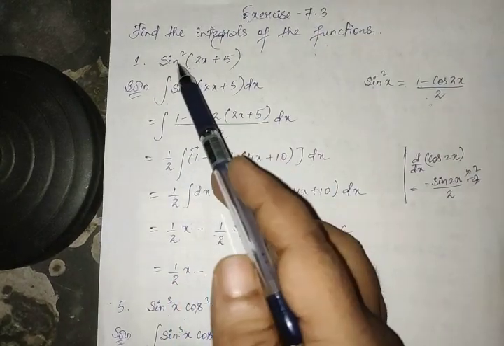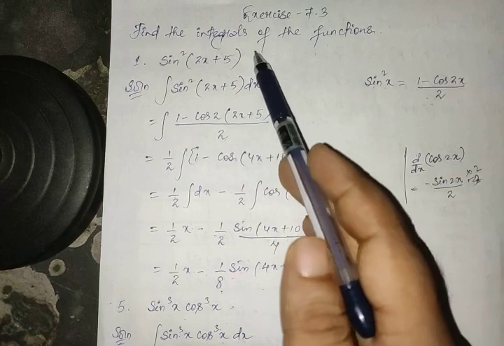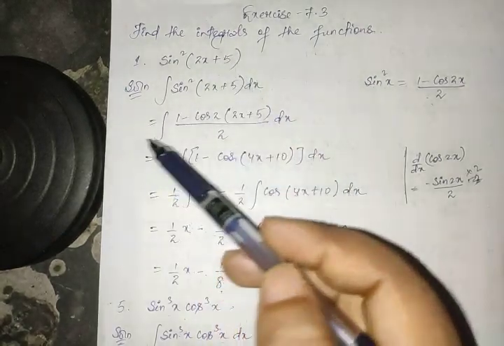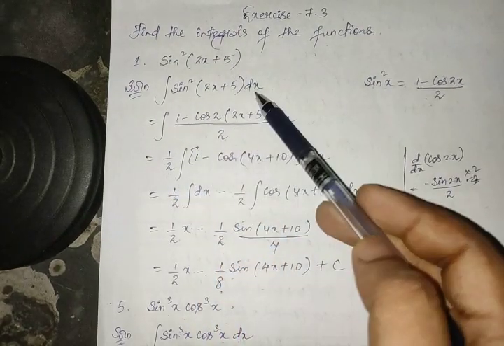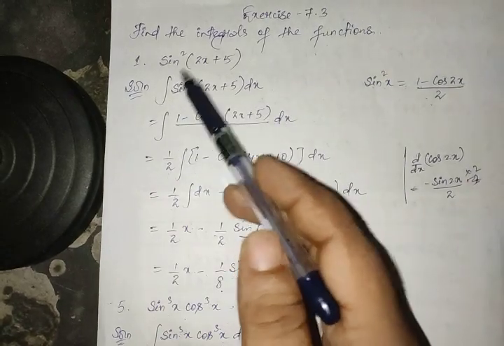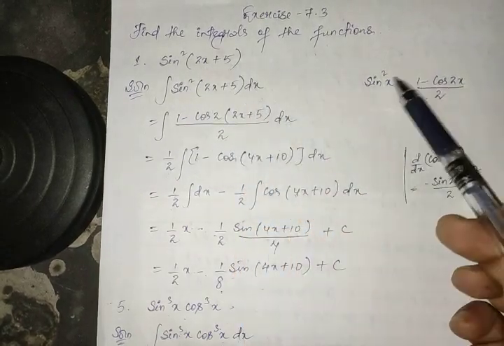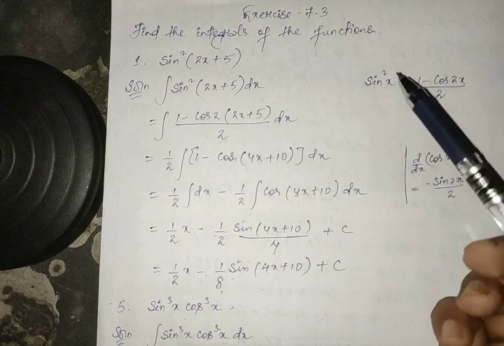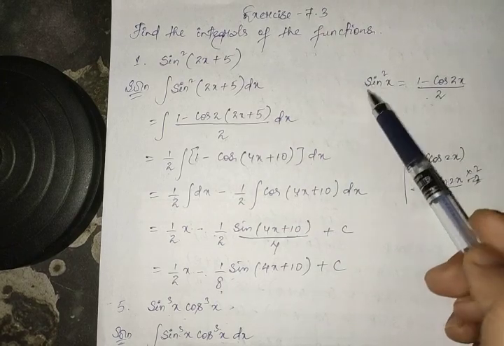Question number 1. We have sine square (2x plus 5). So here we have to integrate this function, so put an integration sign and then multiply with dx. Now what is the function? It's sine square x, right? So we have to apply the formula for sine square x.